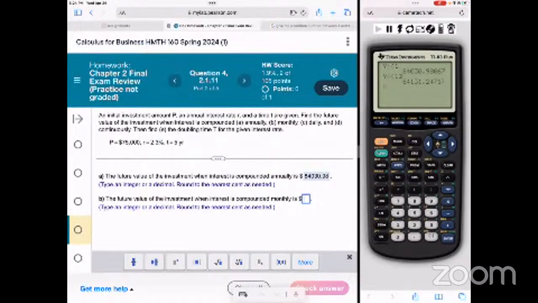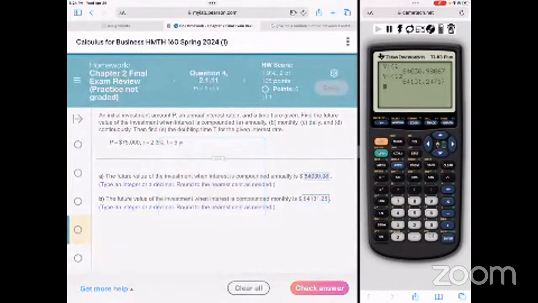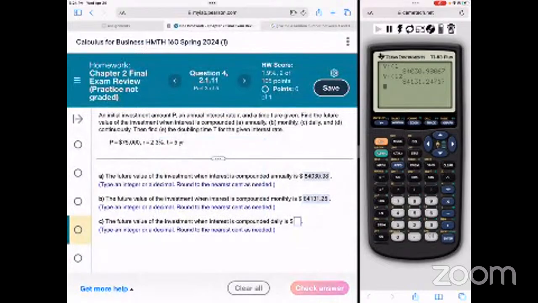Okay. Daily is 365, so now we let N be 365, and that should be the answer. 84.140 and 20 cents.